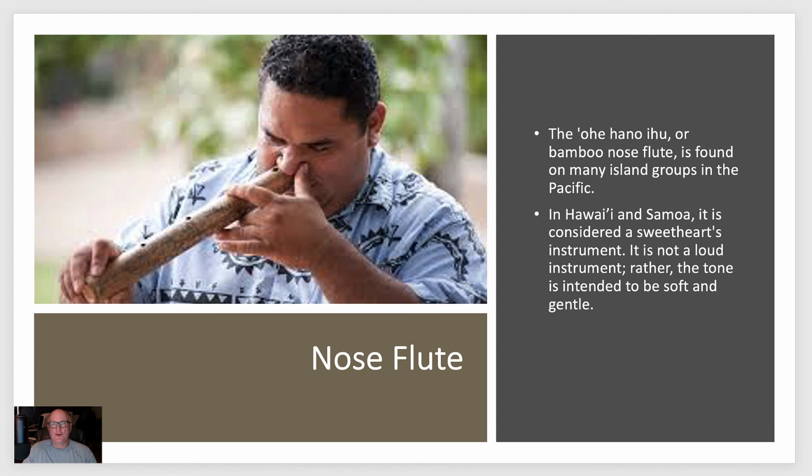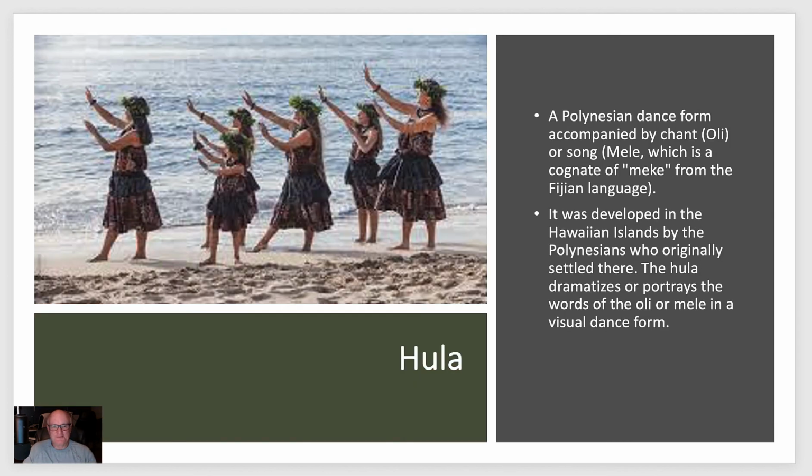Then we have the nose flute. It's called the Ohehanu Ihu, or bamboo nose flute, and it's found on many island groups in the Pacific. In Hawaii and Samoa, it's considered a sweetheart's instrument. It's not a loud instrument. Rather, the tone is intended to be soft and gentle. The video that we're going to watch is going to explain why it's played through one nostril, and it's really an interesting philosophical and ceremonial idea.